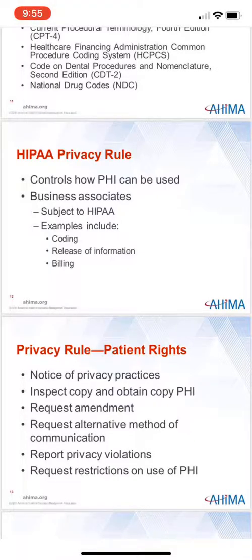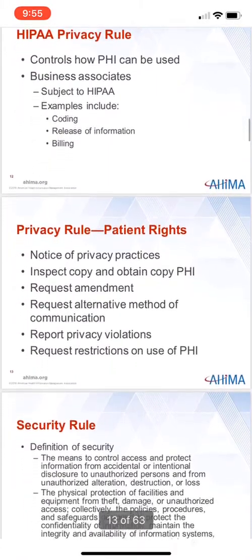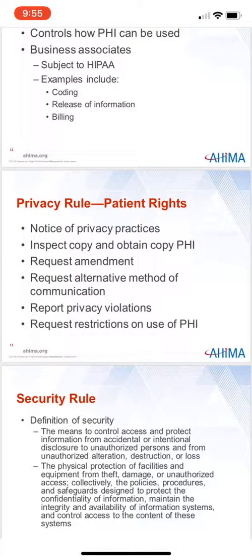The privacy rule also lists the following PHI-related rights. The patient must be provided a notice of privacy practices that defines how PHI is used in the covered entity. The patient has a right to inspect, copy, and receive a copy of the medical record. The patient has the right to request an amendment to the health information. Patient has the right to request communications from the covered entity through alternative means such as a post office box rather than the home address. Patient has the right to report violations of the HIPAA privacy rule. And the patient has the right to request restrictions on how his or her PHI is utilized by the covered entity.